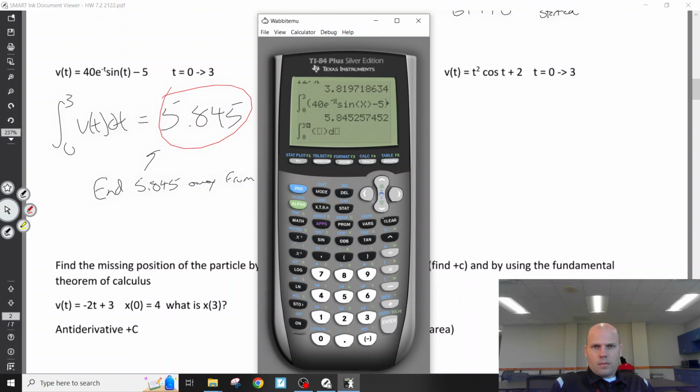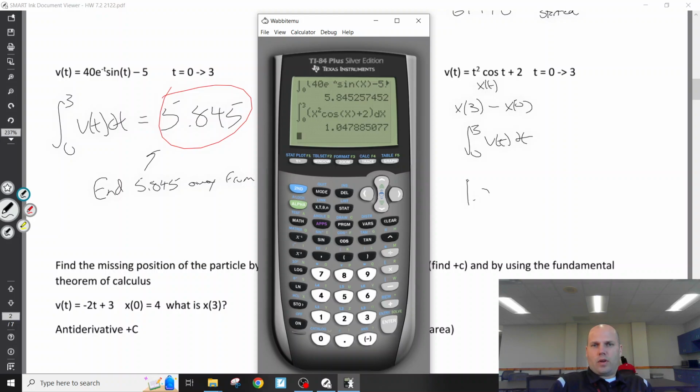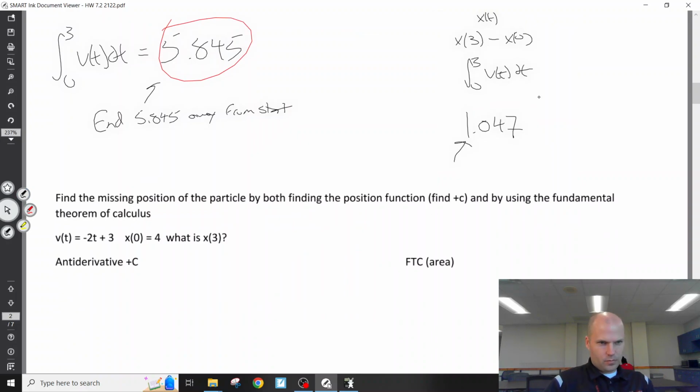0, 2, 3, t squared cos t plus 2. I ended up 1.047885. I don't even know what x is. I don't know what x of t is. I can't take the antiderivative of this, and even if I could, I don't want to. But I know what the change in position is. I know it's this area under my velocity, and that's 1.047, and that's telling me how far away I end up from where I start. Okay?